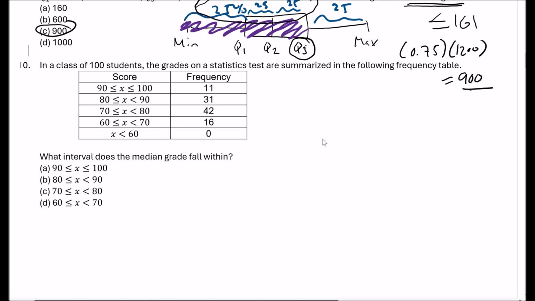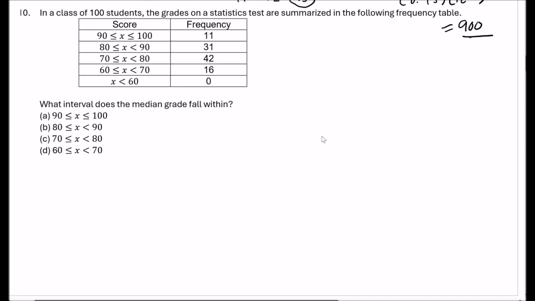All right, so let's look at number 10. In a class of 100 students, the grades on a statistics test are summarized in the following frequency table. What interval does the median grade fall within? Now the median is the 50th percentile. So that means we have 50%, right? About 50% of people are going to be less than or equal to that, or greater than or equal to it.